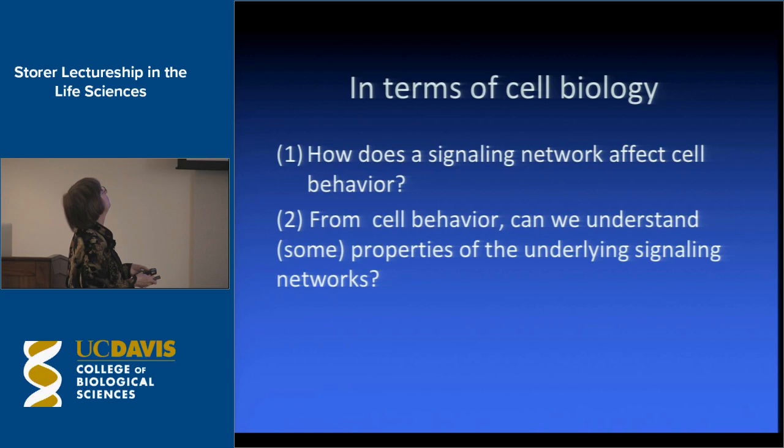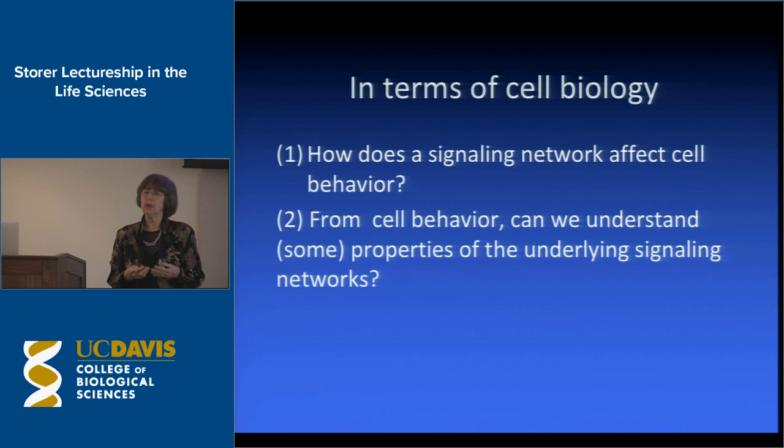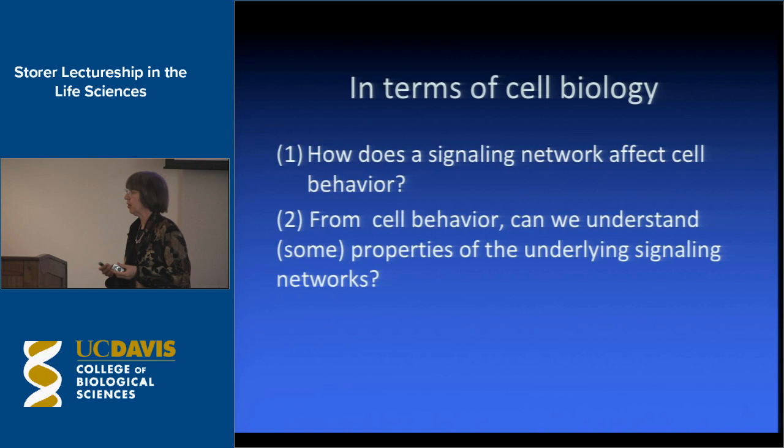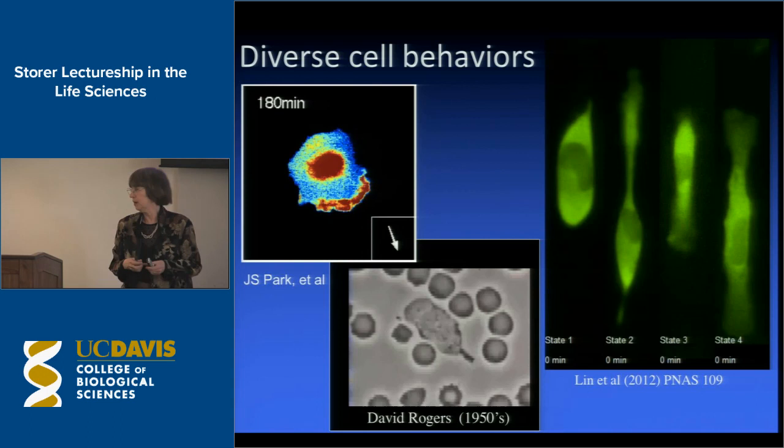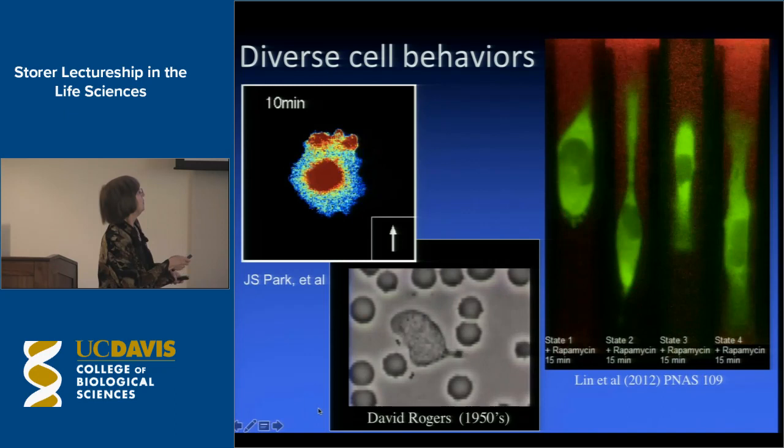In particular, in cell biology, you'll see that some of the questions I ask include, if we know something about a signaling network, what is its role in affecting cell behavior? Or, stated from another perspective, if you see cell behavior, can you somehow infer what the signaling networks are doing, how they're bringing about that behavior? So what kind of behavior am I referring to? Let me show a few examples. So one of these is a classic movie that I'm sure many of you have seen many times, neutrophil chasing a bacterium.